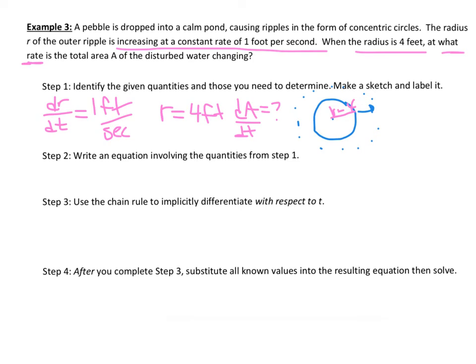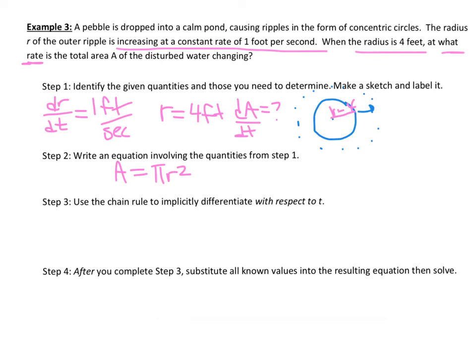We're going to start by writing an equation. Do not worry about the fact that we have a dr/dt and a dA/dt. We're going to try to find a way to relate area and radius. And the area of a circle is pi r squared. Hopefully you remember that one. That's one that you've probably seen many times. Now we're going to get our dA/dt.